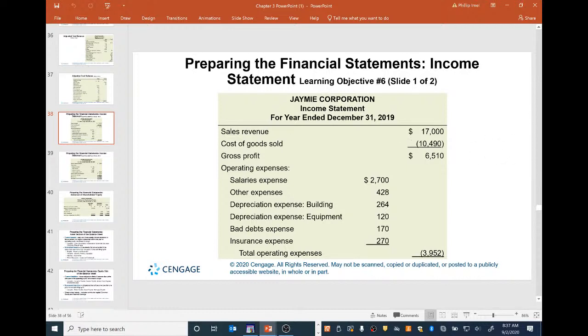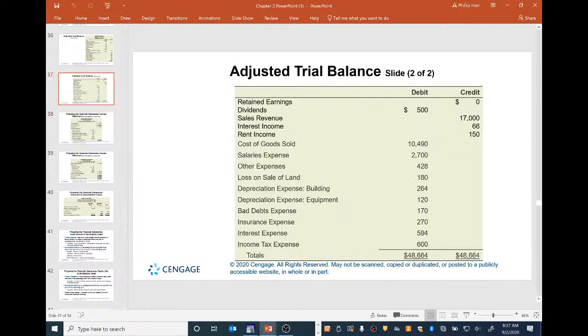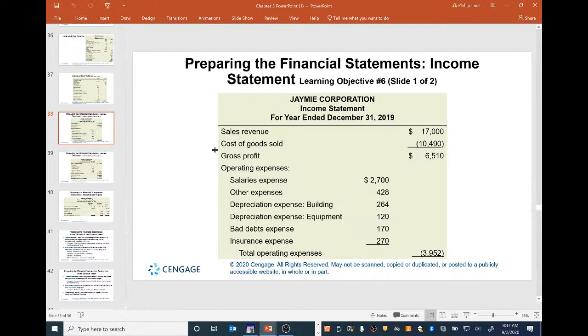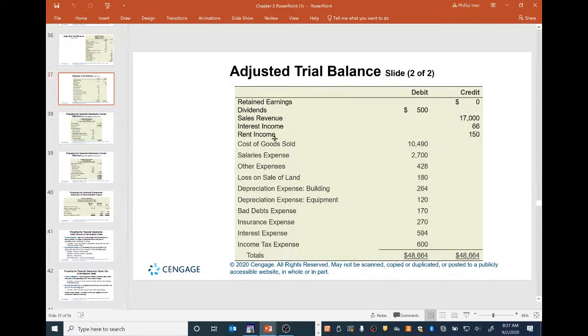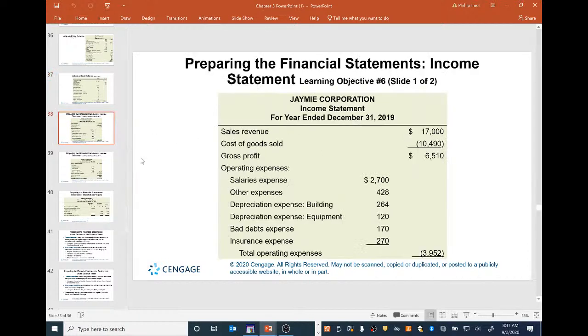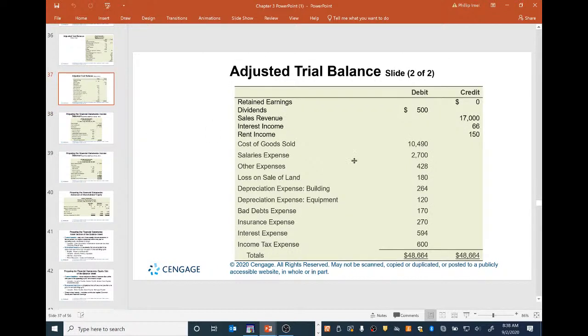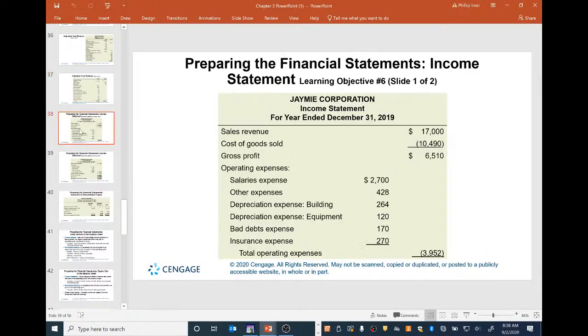So obviously we can see here sales revenue. Let's look back here for just a second. Sales revenue 17,000. Cost of goods sold 10,490. So you get the idea here. Everything that we see, salaries expense 2,700. So you're literally just pulling stuff from the adjusted trial balance and punching them in where they belong on the format of these statements. Does that make sense to everybody?